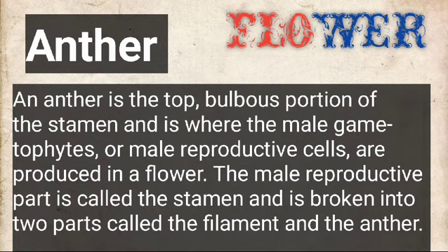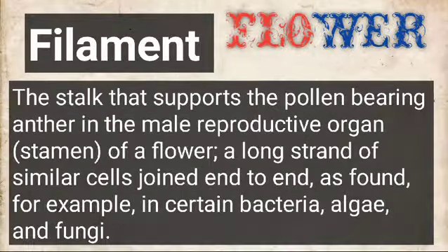You can also see the anther in the diagram of the flower. An anther is the top bulbous portion of the stamen and is where the male gametophyte or male reproductive cells are produced in the flower. The male reproductive part is called stamen and is broken into two parts that are called filament and the anther. So the question arises, what is the filament?